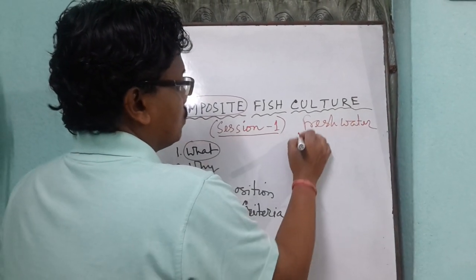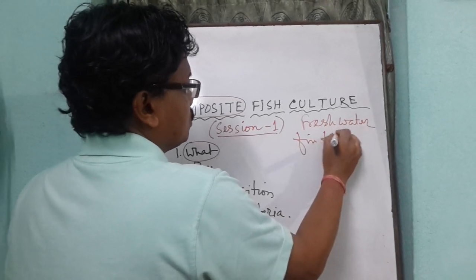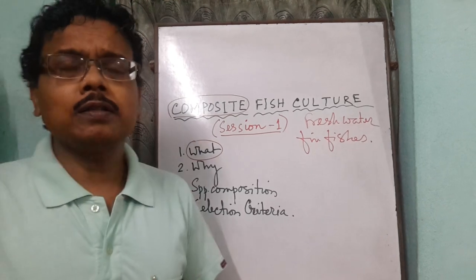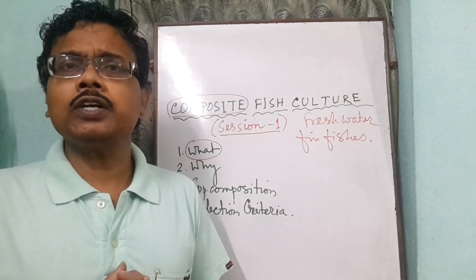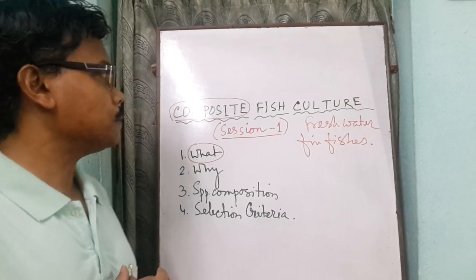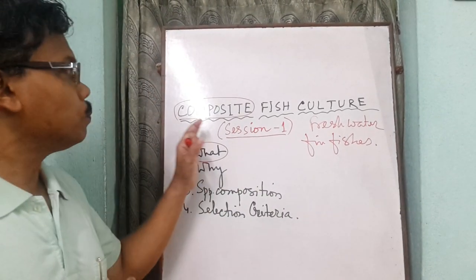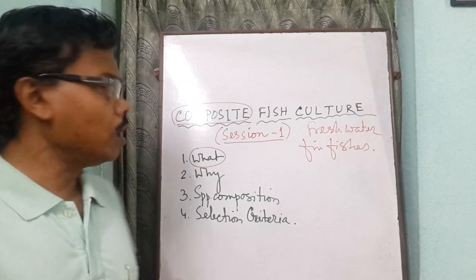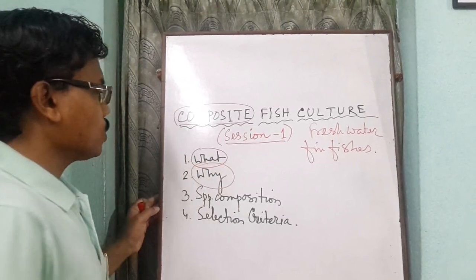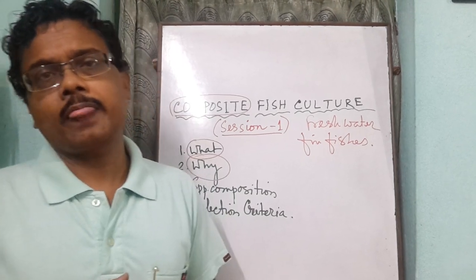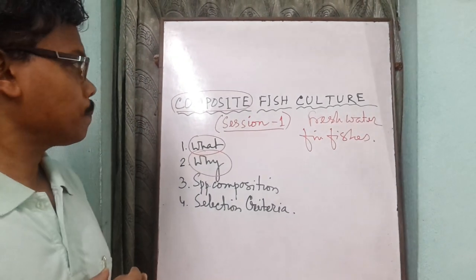Freshwater finfishes. So, the mixing up of different fish species, finfishes rather, in a fish culture system, we can call composite fish culture. Now, the second point, why should we take this culture system under consideration?